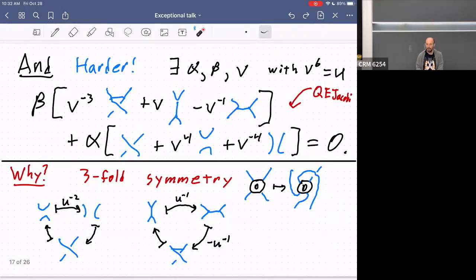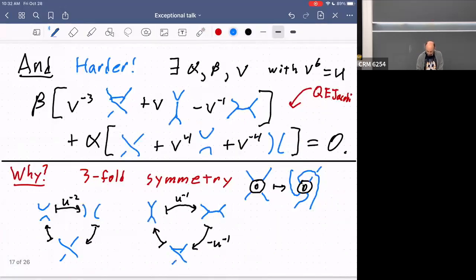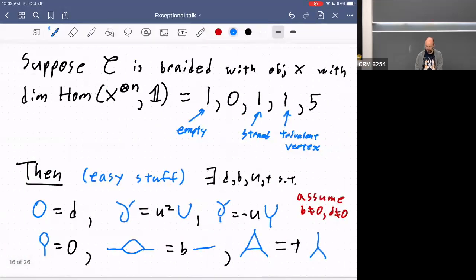I have a quick question. Yes. Go back to the slide you're on. With the twist, there should be a trivalent minus u times a trivalent vertex. Oh, yeah, yep, thanks. Good catch. Great, thanks. Other questions about this slide?